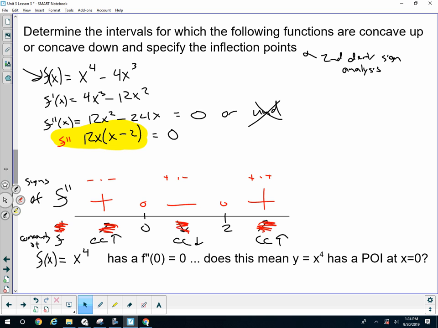So f, x to the fourth minus 4x cubed, is concave up from -infinity to 0 and from 2 to infinity. F is concave down from 0 to 2. X equals 0 and 2 are points of inflection.